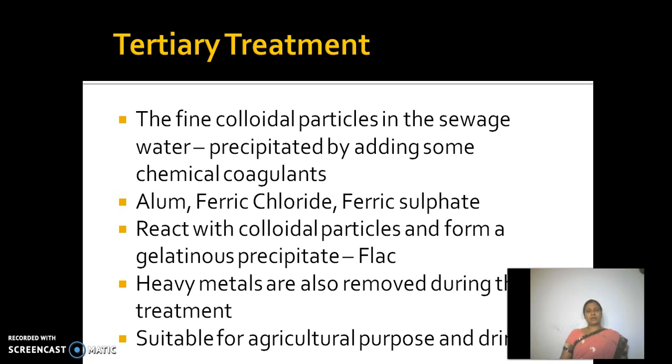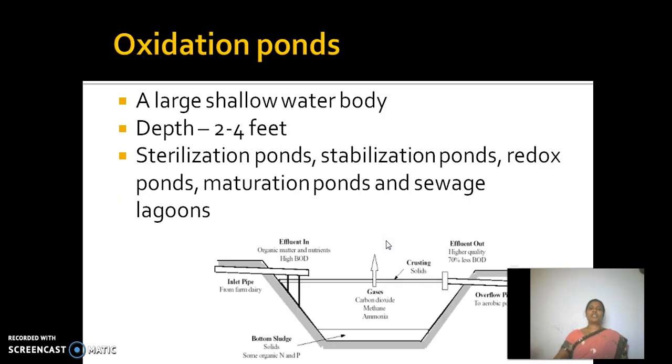And these coagulants react with colloidal particles and form a gelatinous material which is called a flake. And this method is useful for removing heavy metals also. After all the treatment, primary, secondary and tertiary, the sewage water will be useful for agriculture purposes as well as for drinking. So under tertiary treatment, the first method we follow is the oxidation pond.